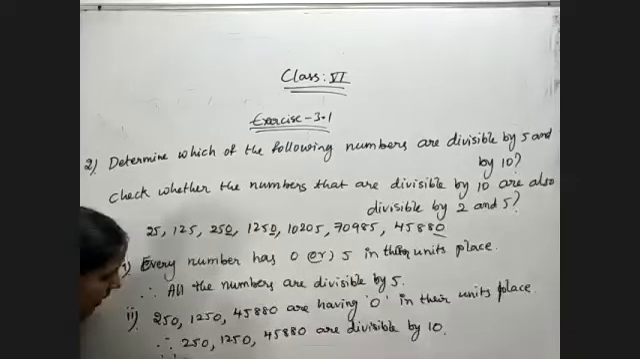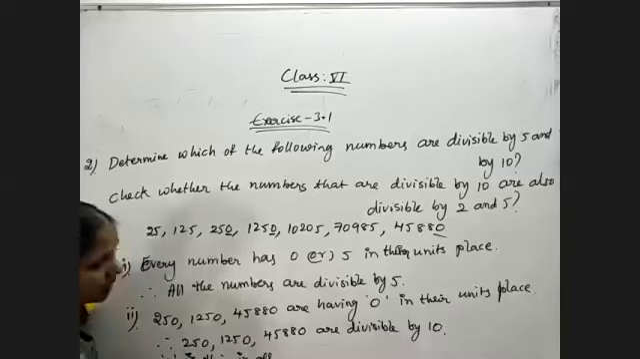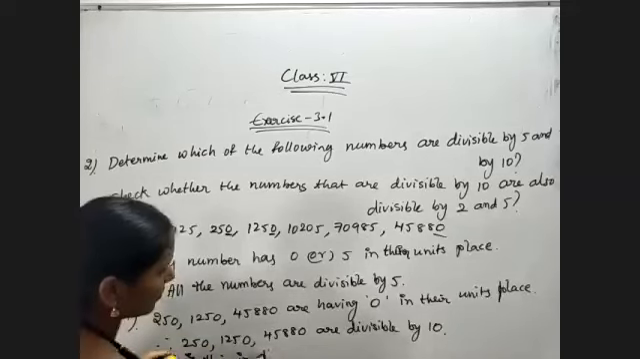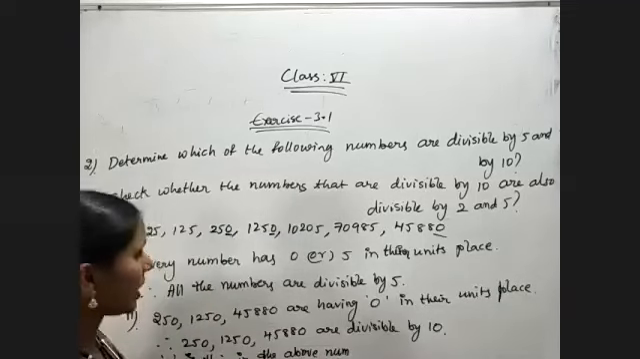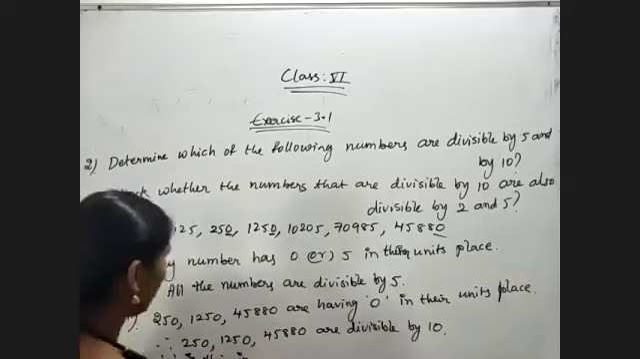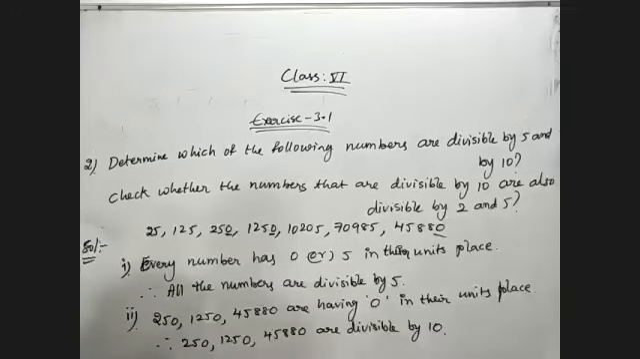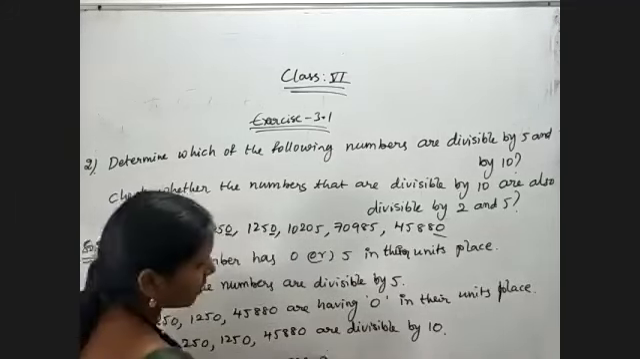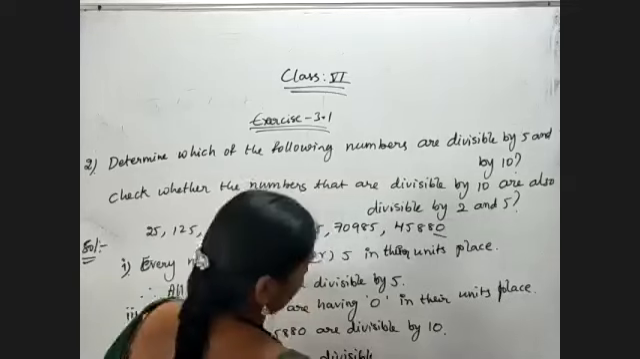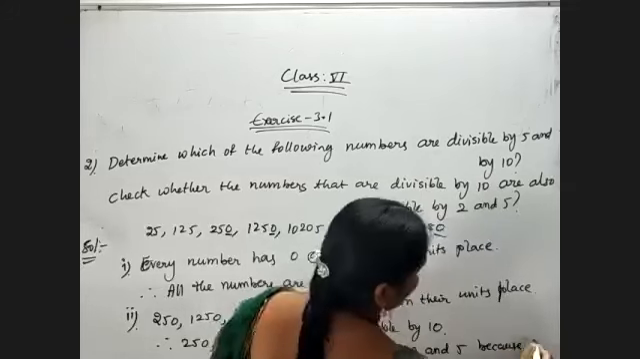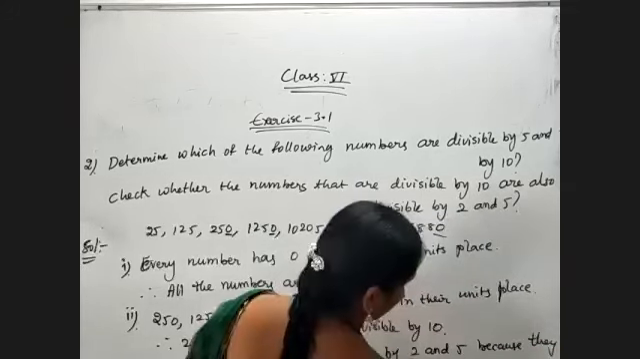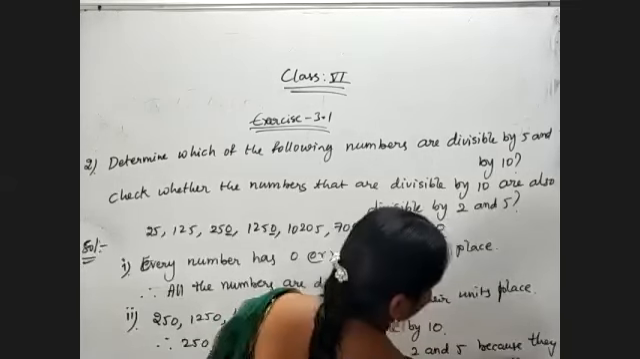So 0 is there in all the above numbers, in their unit place. So 250, 1250, 45,880 are divisible by 2 and 5 because they have 0 in their unit place.